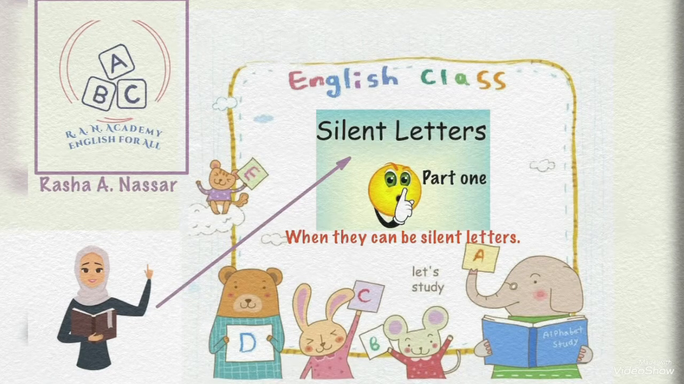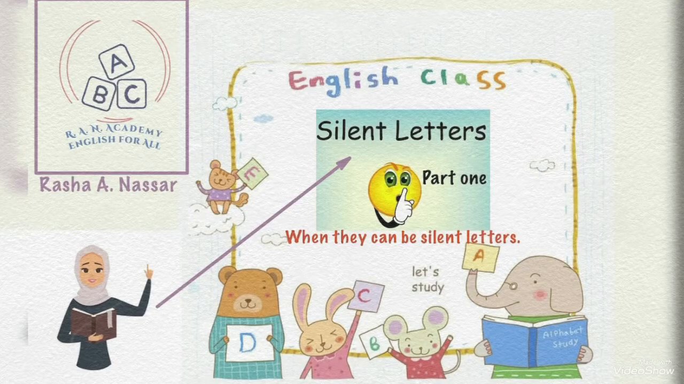These tricky words are tricky because they don't follow the rules. Why? Because they have some letters which don't have sounds. These are called tricky letters. It means that they don't have sounds. We can see them in words, but we cannot read them.